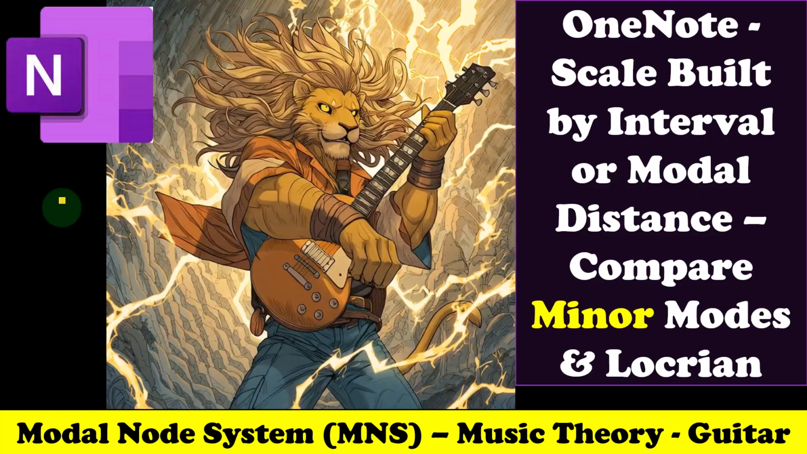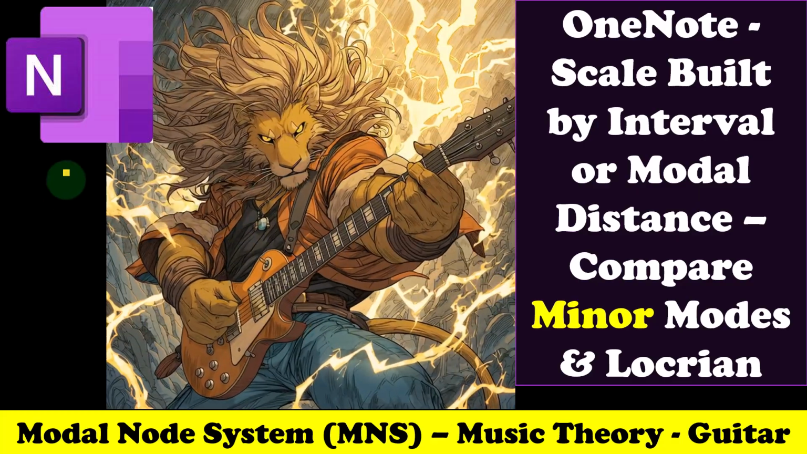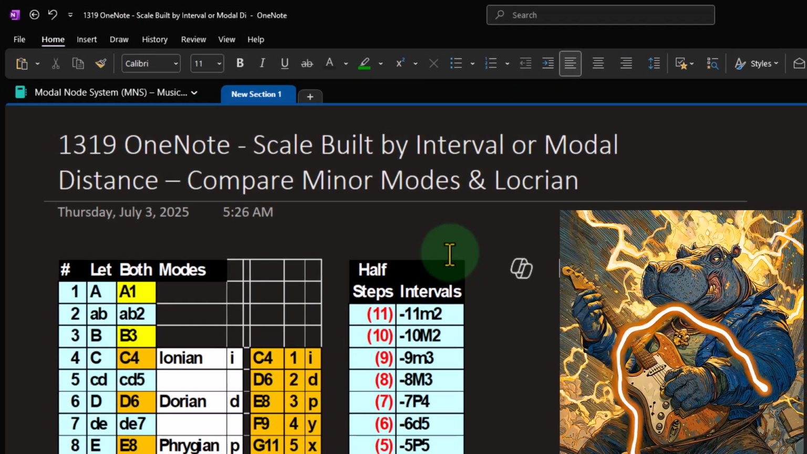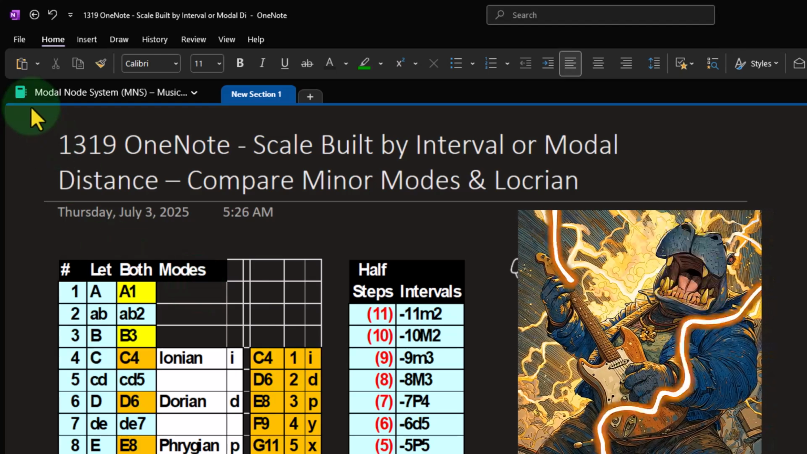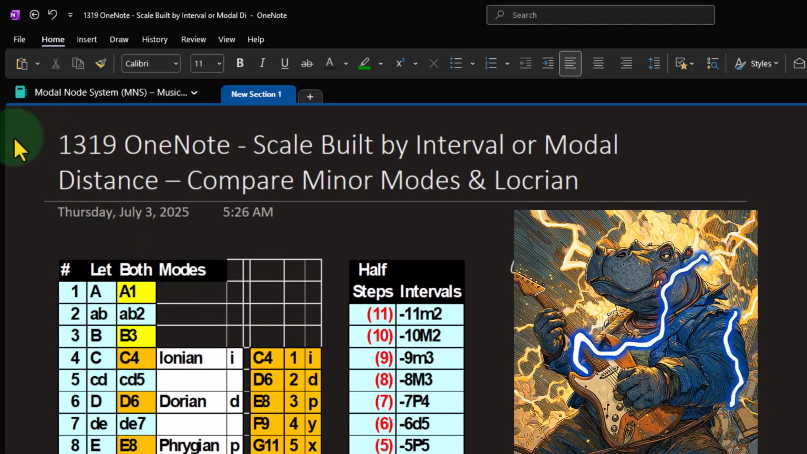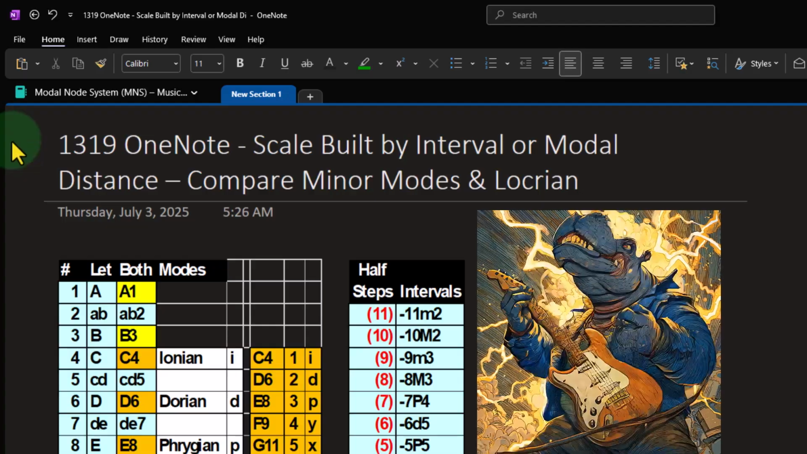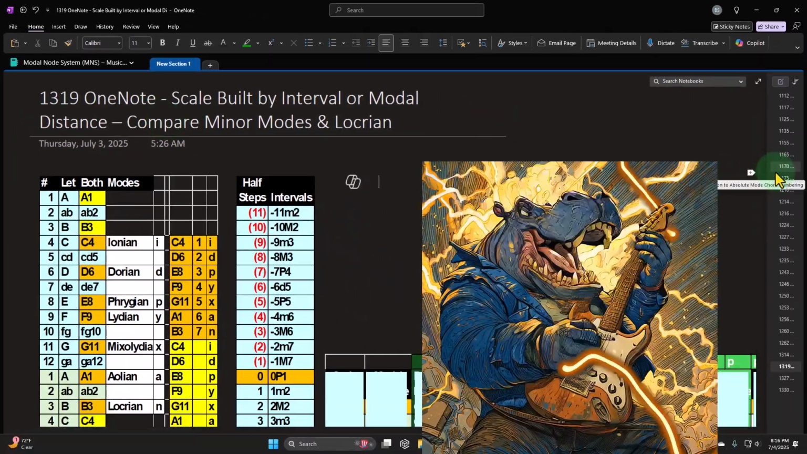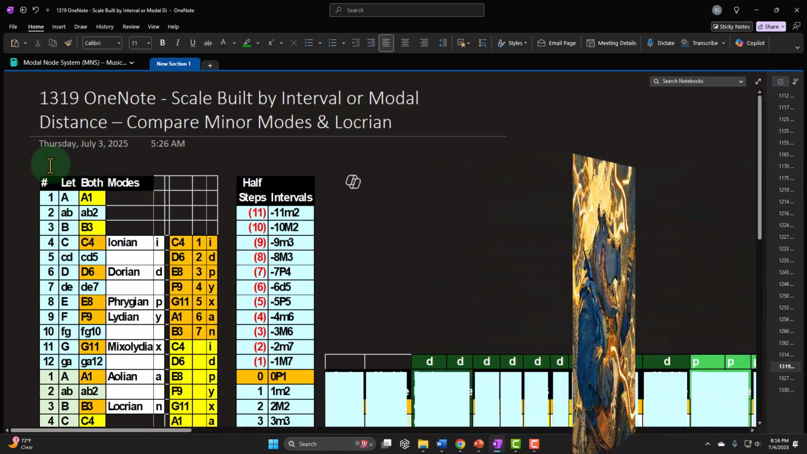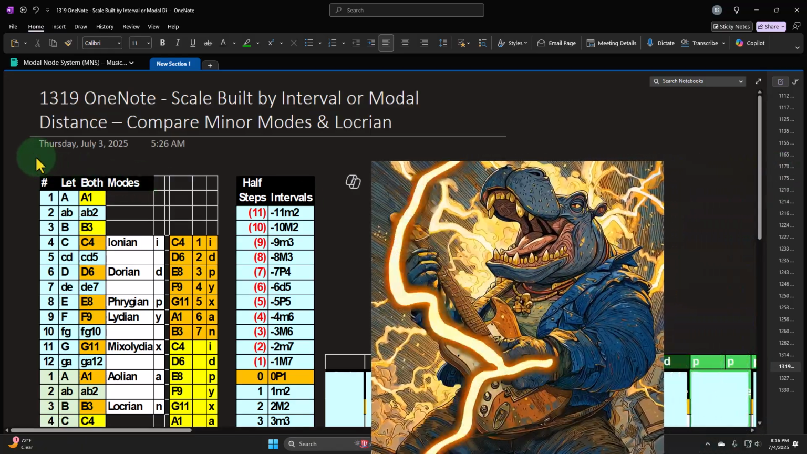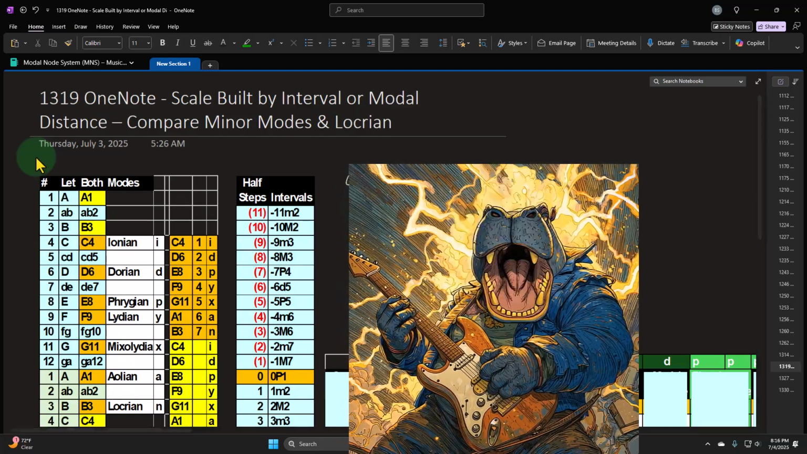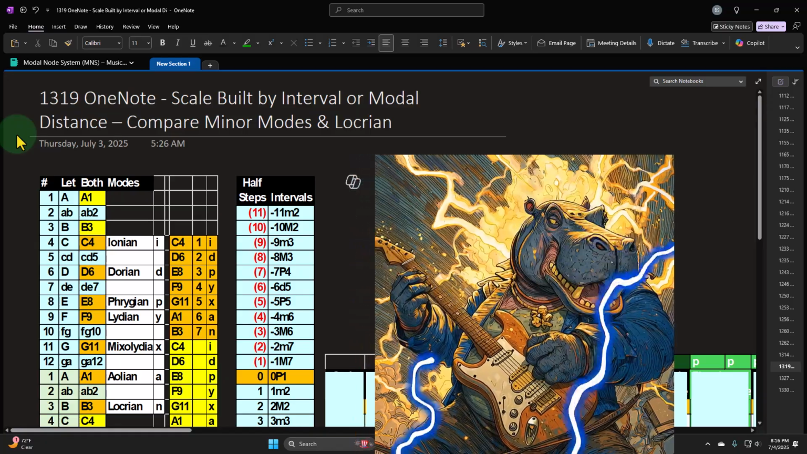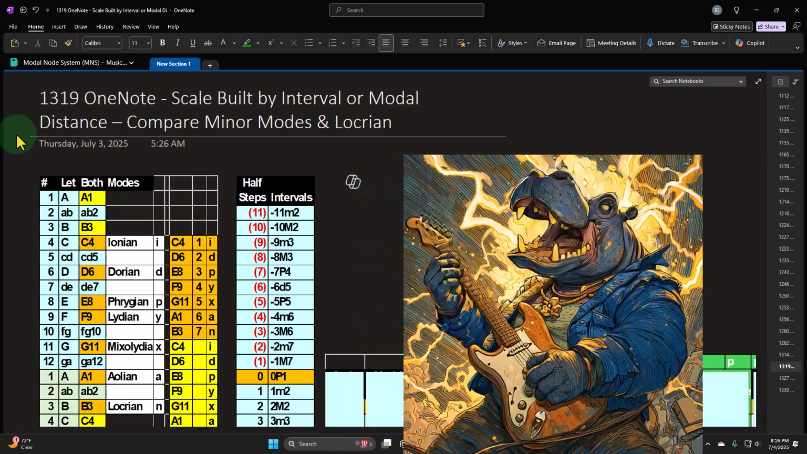So get ready and grab some coffee, because although we're just playing with OneNote, it's a beautiful note. It's not required, but if you have access to it and would like to follow along, we're currently in the OneNote file of Modal Note System, MNS, Presentation 1319, OneNote, scales built by interval or modal distance, comparing minor modes, and Locrian, list of presentations, which we plan on adding plenty more to shortly. Also noting, within this OneNote presentation, we'll spend all of our time on music theory, but we have a similarly numbered and named presentation where we build these tables in Excel, practicing Excel, music theory, and table visualization at the same time.